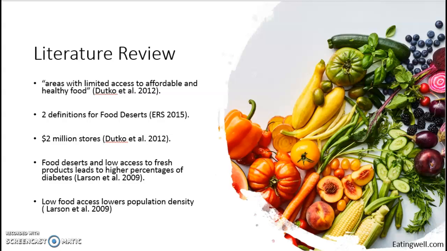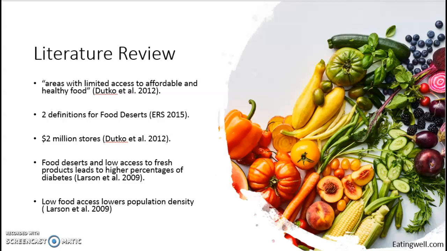To start, I want to note that there are multiple different definitions for food desert. A nice general one given by Dutko et al. 2012 is that food deserts are defined as areas with limited access to affordable and healthy food. The USDA has two different definitions. The first is people who are not within a half mile of a large superstore or grocery market in an urban area and 10 miles in a rural area. Their second definition is people who aren't within 1 mile of a grocery store in an urban area and 20 miles in a rural area. So it's just a more expansive definition.